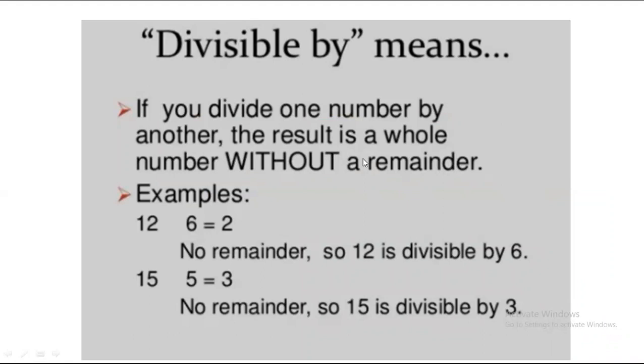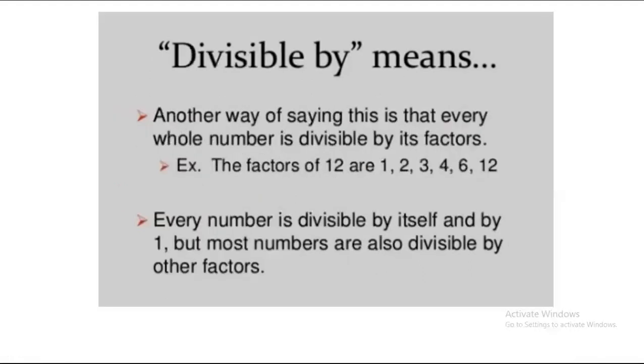a remainder. For example, if you divide 12 by 6, you get 2. No remainder, so 12 is divisible by 6. 15 divided by 5 gives us 3. No remainder. So 15 is divisible by 3. 3 times 5 is 15. 2 times 6 is 12.